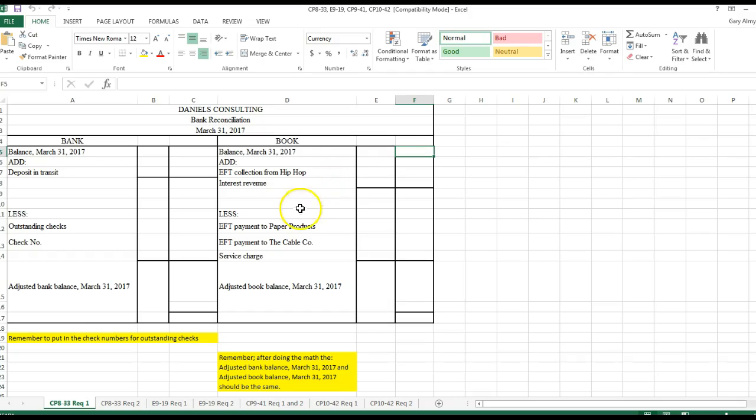And then we're going to subtract any EFT payments. As a business, you can set up electronic fund transfers so that, if a certain bill is due every month, you just set it up so you don't have to actually write a check. The bank automatically sends out the payment to that particular vendor. The problem is you haven't recorded it in your books. You wait until you get the statement, and then you see these EFT payments, and you have to subtract those from your book balance.